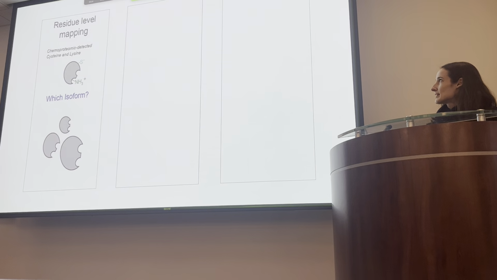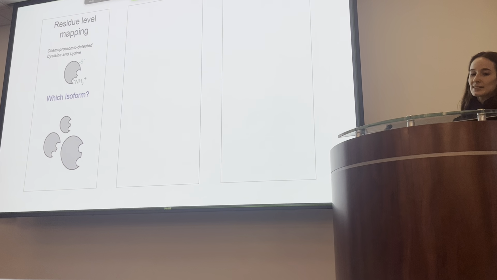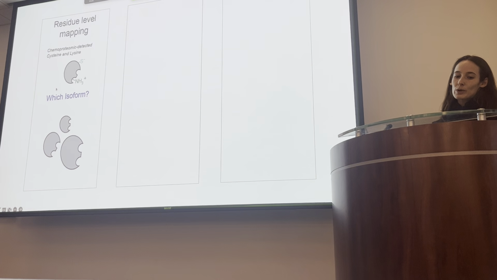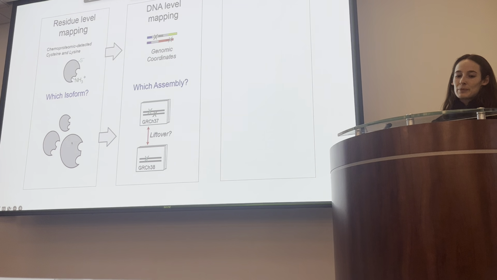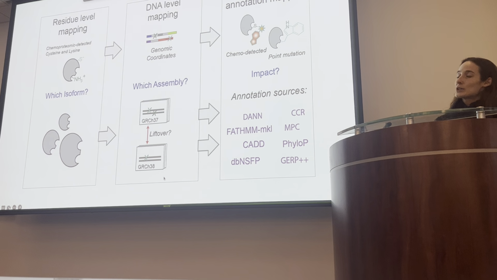So how do you essentially do this? Well, you have to start off with residue level mapping, which is looking at a protein and the detected residues on that protein. And there's a question of which isoform of the protein sequence you should use. Once you get past this level, the next thing you need to do is DNA level mapping, essentially converting the amino acid positions to genomic coordinates. And there's a question at this level of which genome assembly you should use. There are two available, GRCh37 and GRCh38. Then the final step is annotating these detected residues with functional annotations from genetics to interpret the impact. And you can see some examples of annotation sources we used for the first part of the project here.